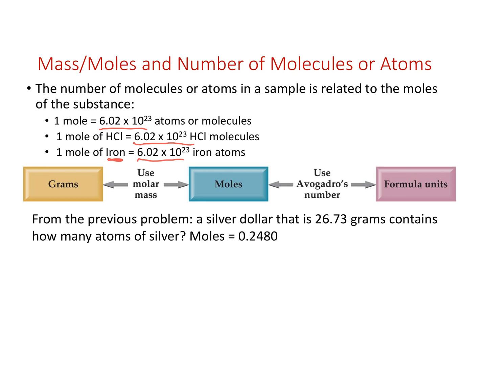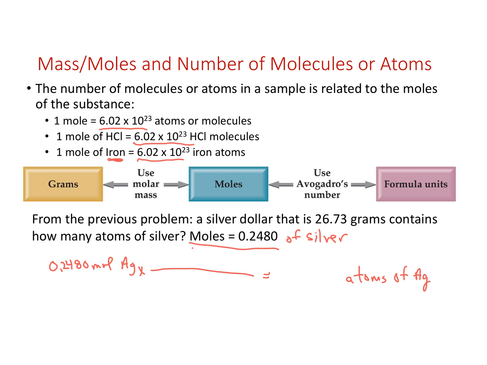So how would I go from grams to moles and moles to now atoms or molecules, depending on what I'm talking about? And so let's just use that previous calculation of moles in a silver dollar to think about that. I had, in that sample, 0.2480 moles of silver. So let's see. I have 0.2480 moles of silver. I want to multiply by something that would leave me with atoms of silver. What would that conversion factor be? How could I go from moles of silver to atoms of silver?